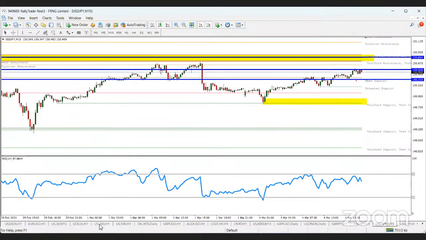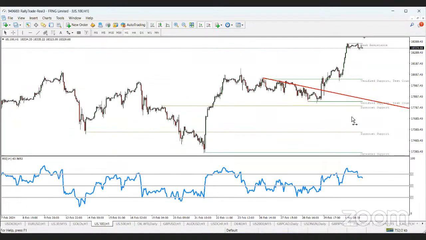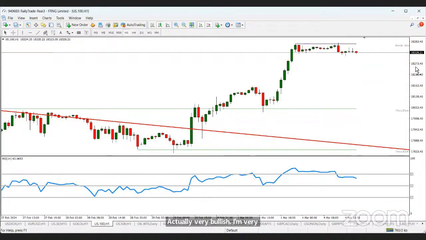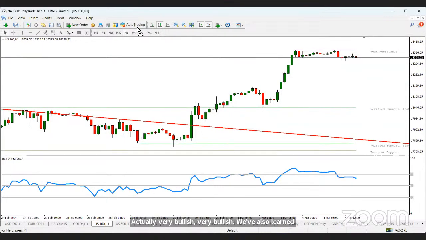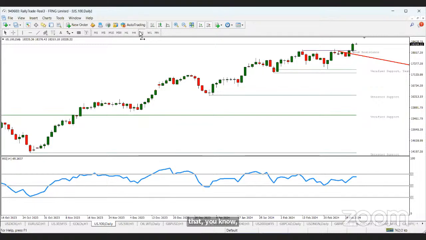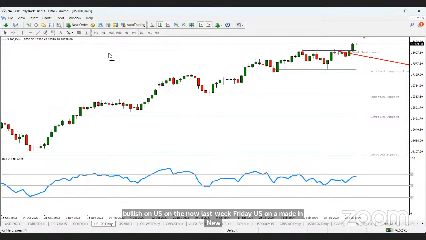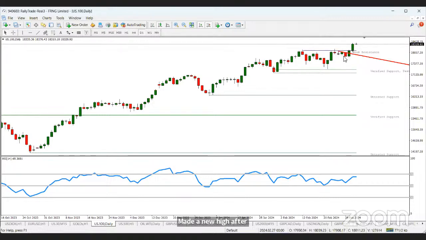Let's go to US 100. For US 100, we see price having some level of retracement, even if price was very bullish. We've also learned that a bullish run in US 100 is no longer surprising. Now, last week Friday, US 100 made a new high after the retracement it gave us after this inverted hammer here.